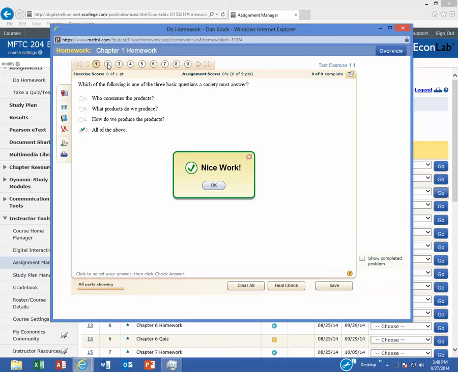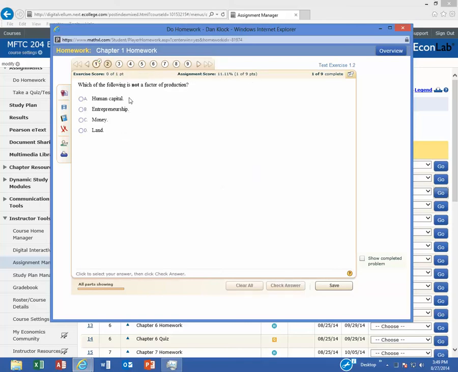And then it may be a little different view, but basically, okay, here I'm going to go on to number 2. Which of the following is not a factor of production? Again, directly from the textbook. Human capital is, entrepreneurship is, land is, money is not. Check the answer. Oh, good job. It's so inventive. It comes up with new phrases all the time.